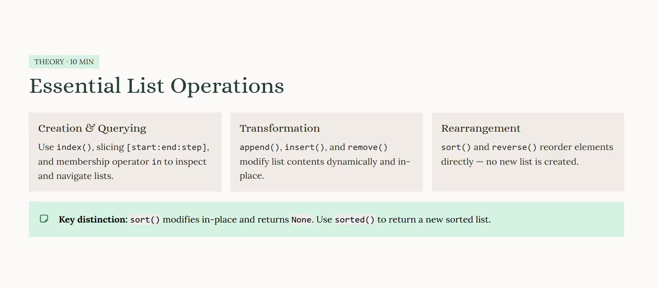Key distinctions: sort modifies in place and returns None. Sort is going to modify in place and return None, like the output is going to be None. Use sorted to return a new sorted list. We can use the sorted function to get a new sorted list.